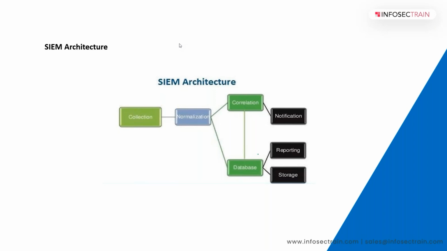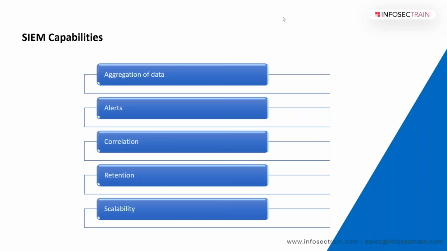Now along with that, what is the SIEM capable of? What can it do? It can do multiple things. It can do aggregation of data. Alerts are generated, and there is correlation, retention, and scalability. This can be done by your SIEM. Now, when we say the SIEM has capabilities to do a lot of things, what are these things? Let's quickly discuss it.